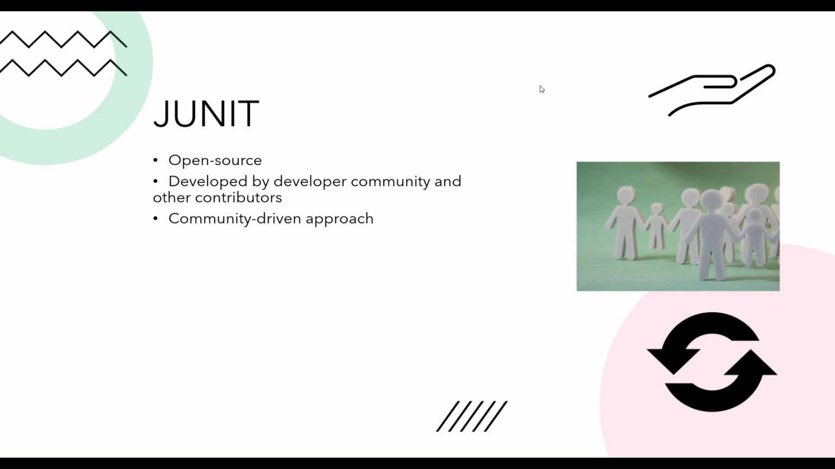JUnit is an open-source testing tool, which means that it allows everyone access to its source code. The development of JUnit has involved collaboration from the developer community and other contributors. It is maintained by the developers in the core team, but also from many other contributors that constantly suggest new solutions for adding new features or fixing existing bugs via, for example, pull requests on GitHub.